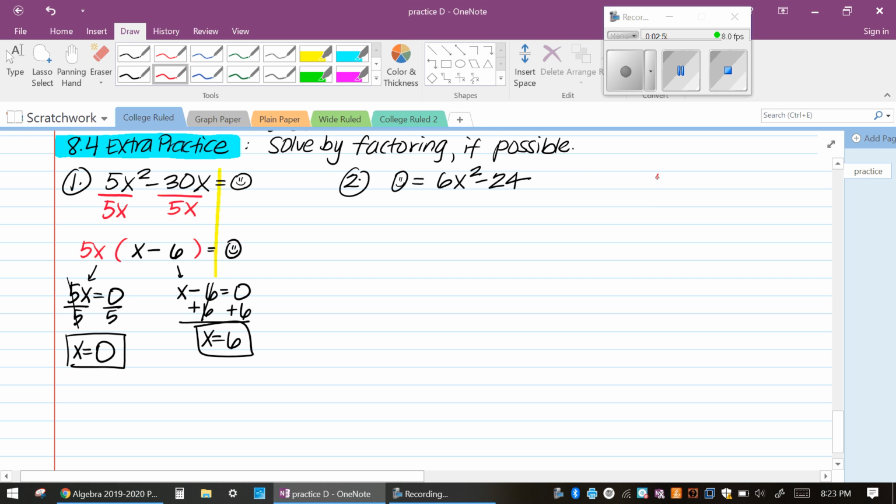The GCF of 6 and 24 is what? If you said 6, you're correct. The GCF of 6 and 24 is 6. They both don't have an x, so the GCF is only 6, not 6x. Bring down the 0, put your GCF in front, and you're left with x squared minus 4. This binomial in the parentheses is a difference of squares because I can square root x squared. It's got a difference, a minus, and I can square root 4.